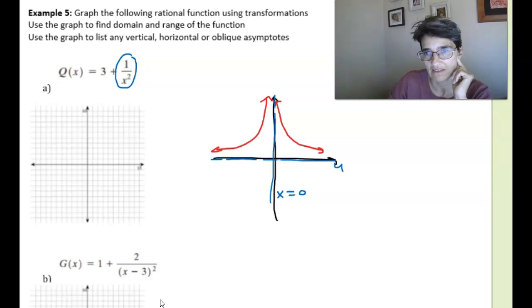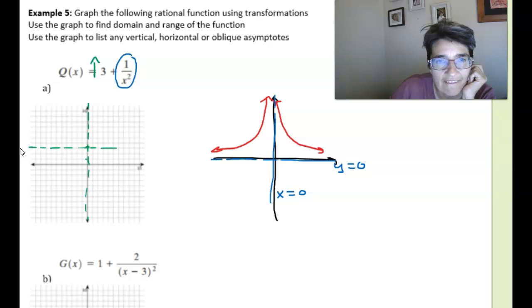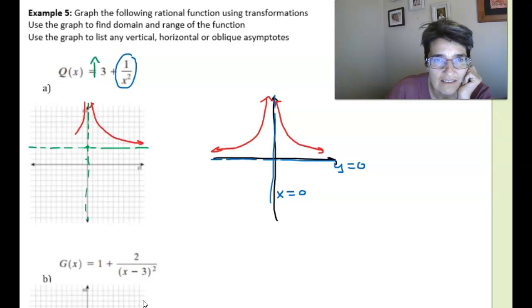So at x is 0, y is 0. We notice that there is a vertical shift of 3 units. So the horizontal asymptote moves up to y equals 3. The vertical asymptote stays where it is. And this one moves to 1, 2, 3. Alright, and then the graph follows. So we're still going to look like the same 2 branches, but it shifted up 3 units.